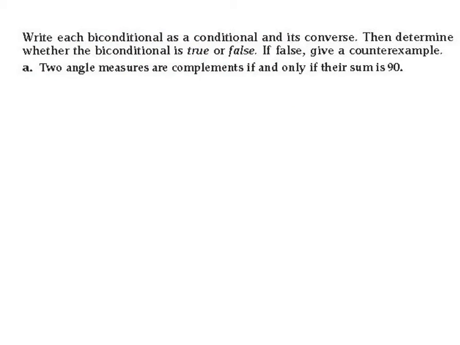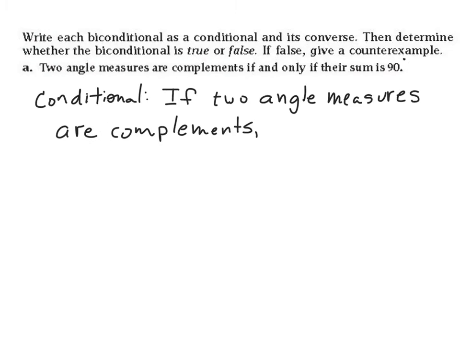They're going to ask us to write each biconditional as a conditional and its converse. Then determine whether the biconditional is true or false. If false, give a counterexample. Two angle measures are complements if and only if their sum is 90 degrees. One way we could start off with a conditional statement is to write, if two angle measures are complements, then their sum is 90 degrees.